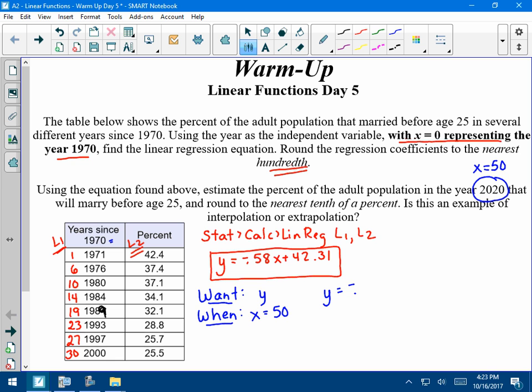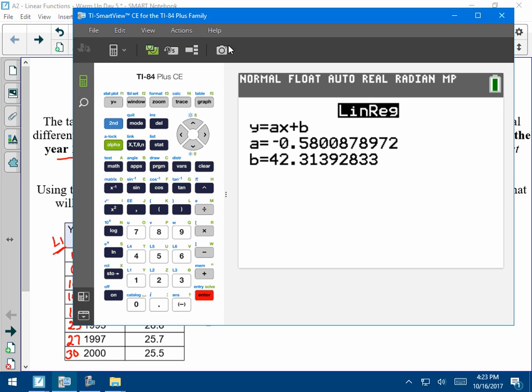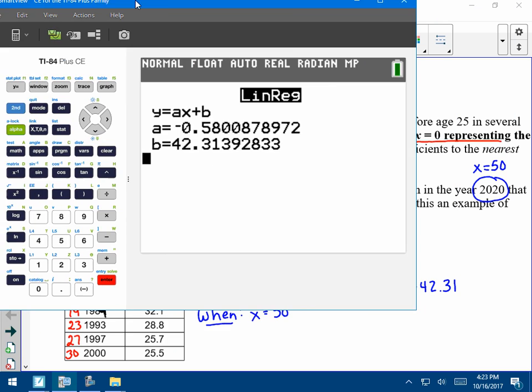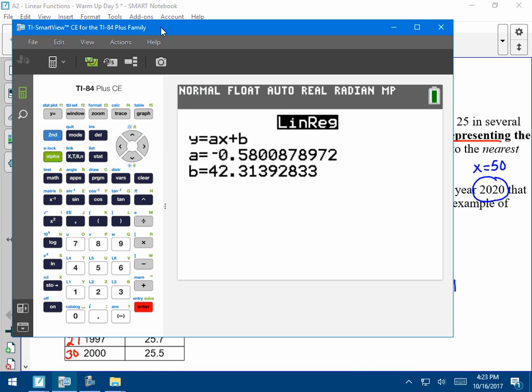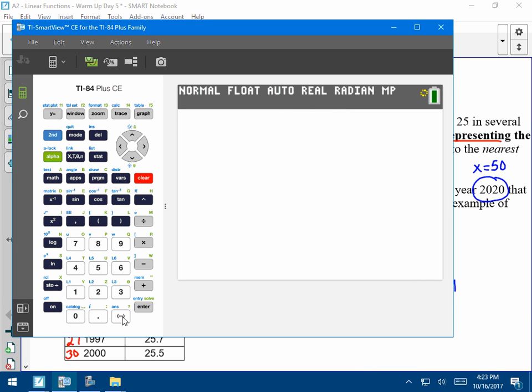Y equals negative 0.58 times 50 plus 42.31. Definitely going to have to use the calculator for that. So, can't get it all on the same screen here. It's negative 0.58 times 50 plus 42.31.